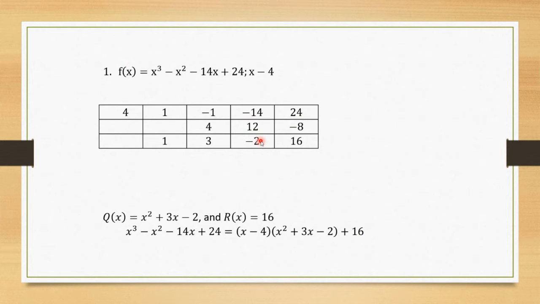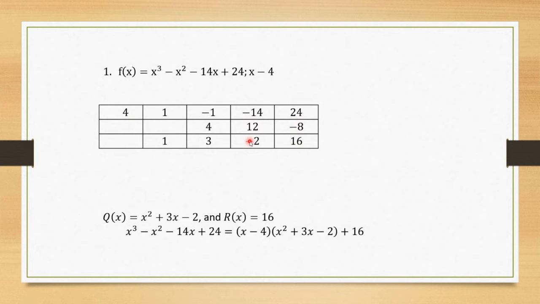Okay. 4 times minus 2 is minus 8. 24 minus 8 is 16. So again, we went through and got all the terms here. 1 came down. 4 times 1 is 4. Minus 1 plus 4 is 3. 4 times 3 is 12. Minus 14 and 12 is minus 2. 4 times minus 2 is minus 8, and we add.